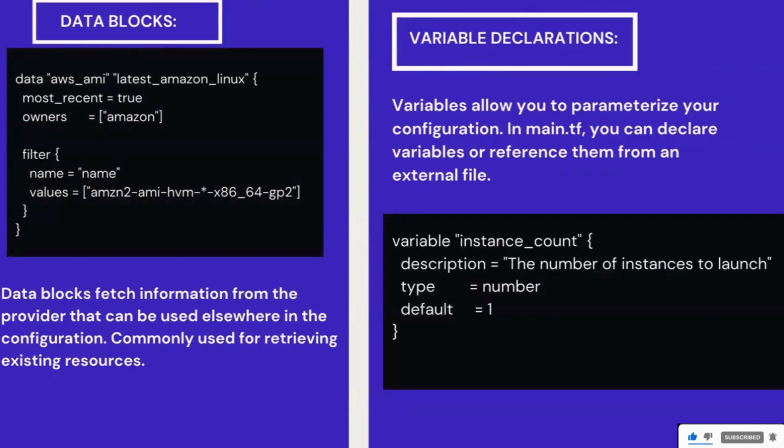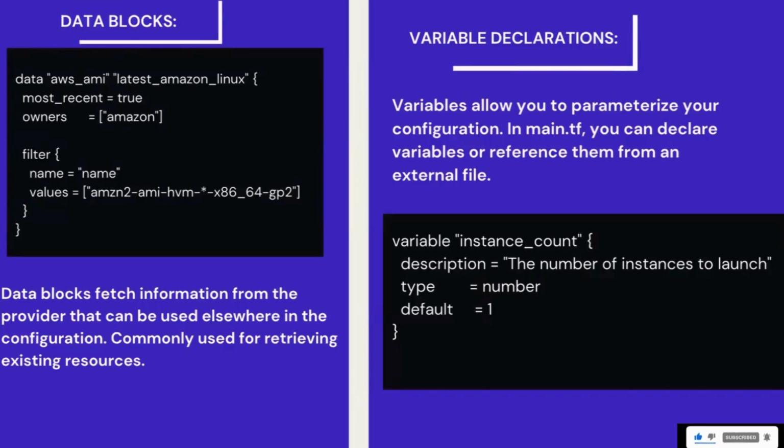Now variable declarations. How are you going to declare them? A variable allows you to parameterize your configuration in the main.tf file. You can declare variables or reference them from an external file as well. Suppose the variable is instance_count, description: the number of instances to launch, type number, and default one. Okay, so this is how you can define a variable.